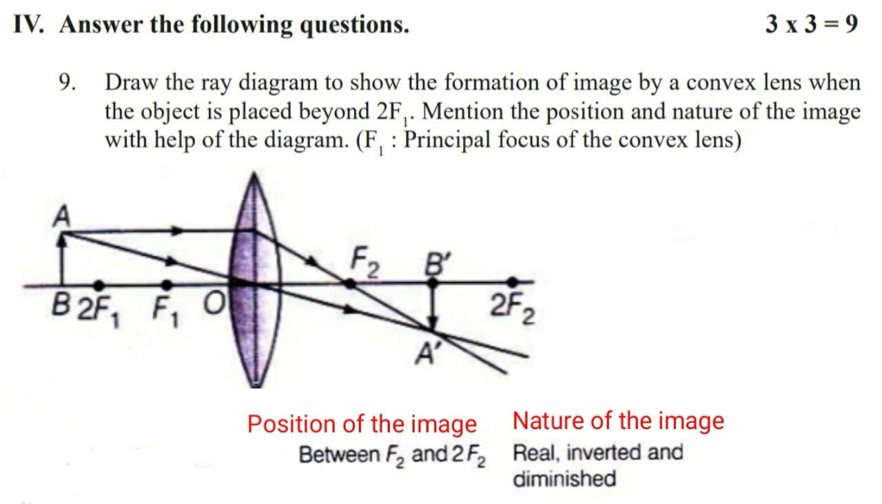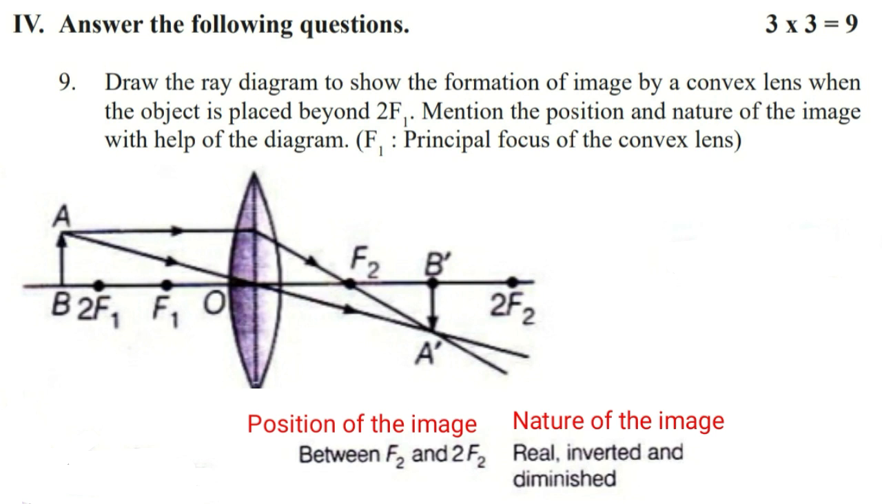Next question. Draw the ray diagram to show the formation of image by a convex lens when the object is placed beyond 2F1. Mention the position and nature of the image with the help of diagram, F1 being the principal focus of the convex lens. So you can observe the diagram. Here the position of the image is between F2 and 2F2, and nature of the image is real, inverted and diminished. So you have to observe the position and nature of the image also, because these also carry marks.